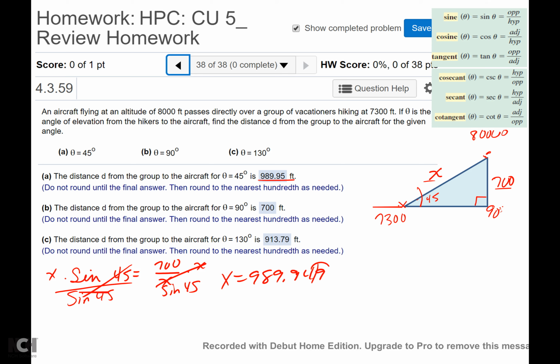If I am at the 90 degree angle, that would be here, alright, if they're standing here at the 90 degree angle in the plane, the distance between them is the 700 feet.